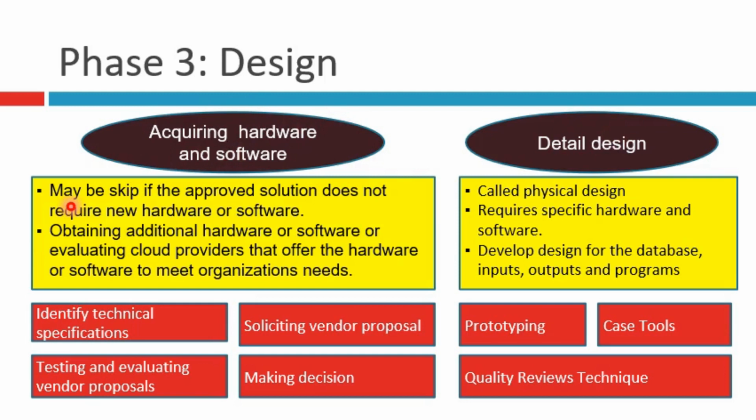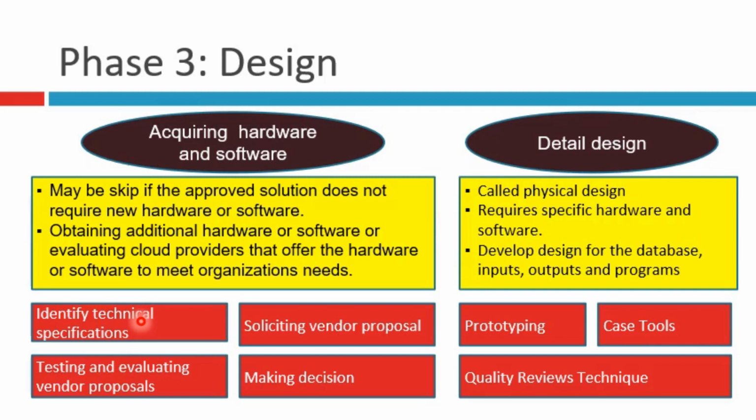The acquiring hardware and software activity may be skipped if the proposed solution does not require new hardware or software. Why? Because in this activity, the purpose is to obtain additional hardware or software, or evaluate cloud providers that offer the hardware or software to meet the organization's needs. In other words, if the new system that you want to develop needs additional hardware or software which you don't have yet, then you have to go through this activity.